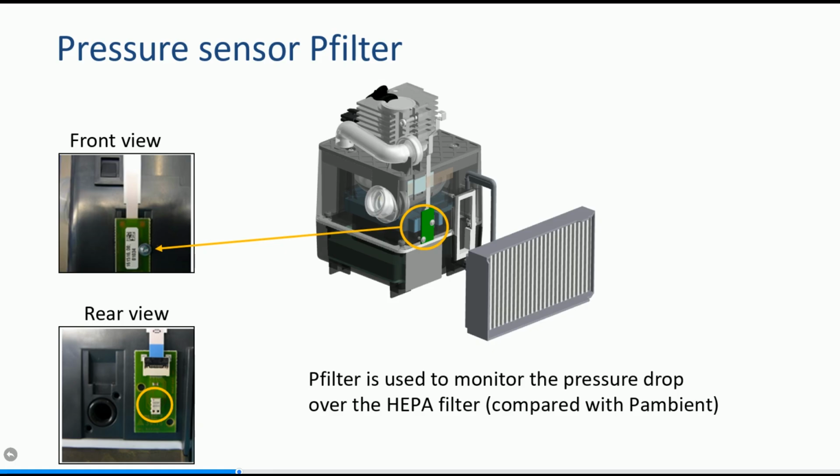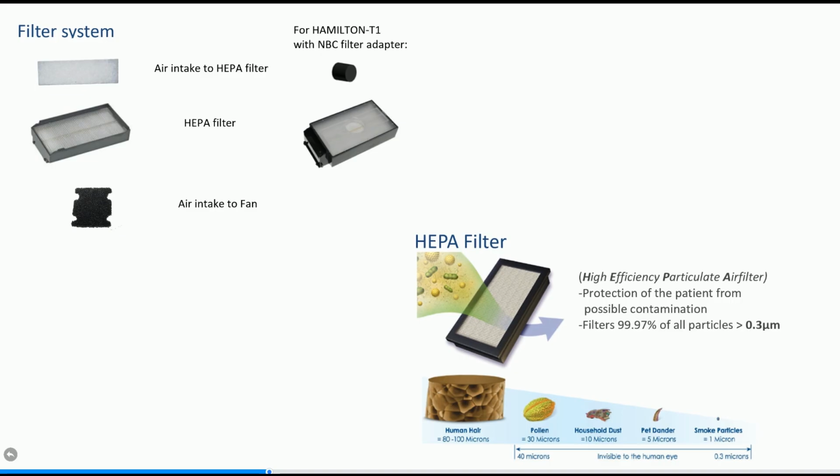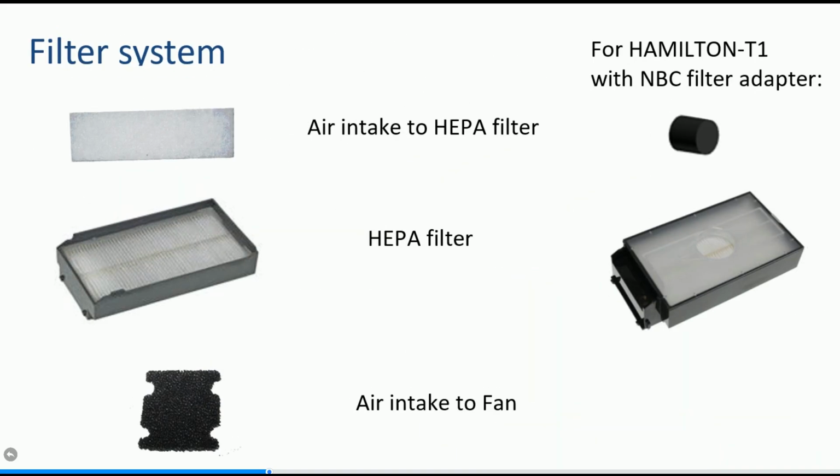The P ambient pressure sensor is located on the control's electronic board. We will talk about this sensor at the end of this module. Let's take a quick look at the different filters for the Hamilton T1. The air intake to the HEPA filter is mounted in front of the HEPA filter and stops dust from entering the HEPA filter. The HEPA filter will be discussed in detail in the next slide.